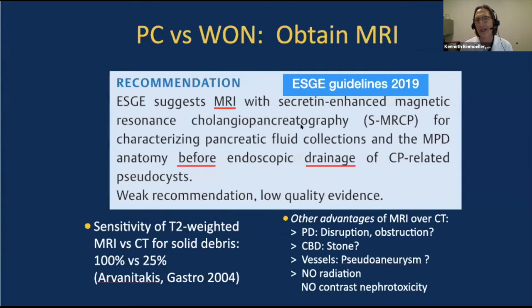The recommendation of the ESGE last year was an MRI with secretin enhancement, so an S-MRCP, something that we don't really routinely do in the US or is not as widespread, is recommended for characterizing pancreatic fluid collections and the MPD anatomy before endoscopic drainage of pseudocysts. So it is a weak recommendation, low quality of evidence, but it is in the guidelines.